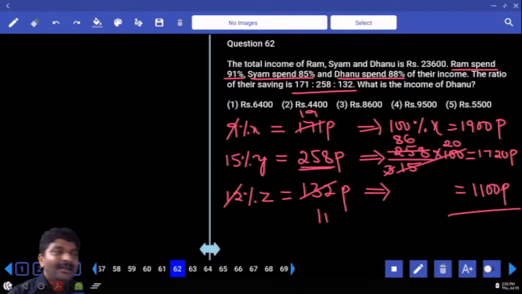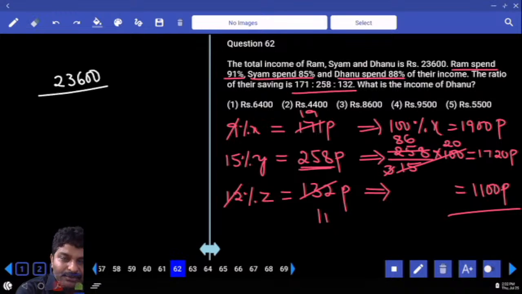Then the total of 100% of X, 100% of Y and 100% of Z is equal to 4720. 23,600 is divided into 4,720 parts. One part value is this much. And now we need the Z value, Dhanu's, right? How many parts? 1100 parts. 0 gets cancelled.